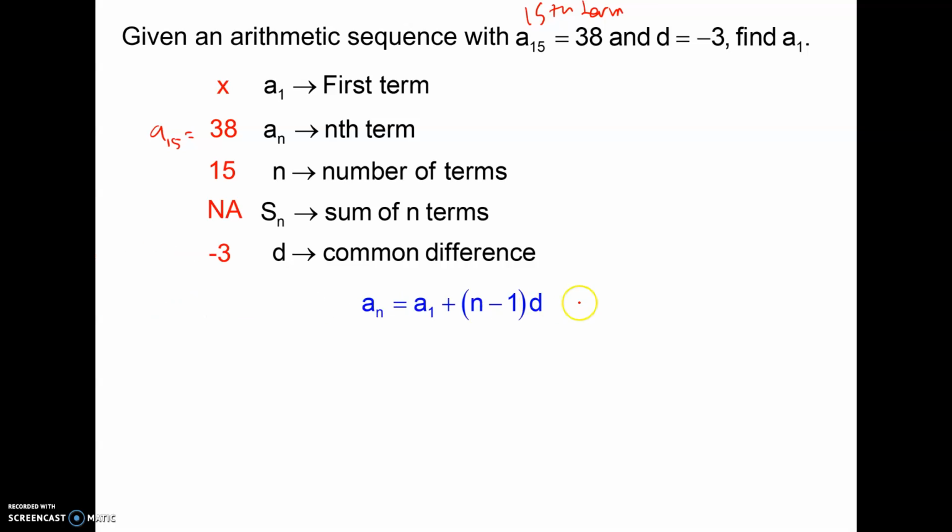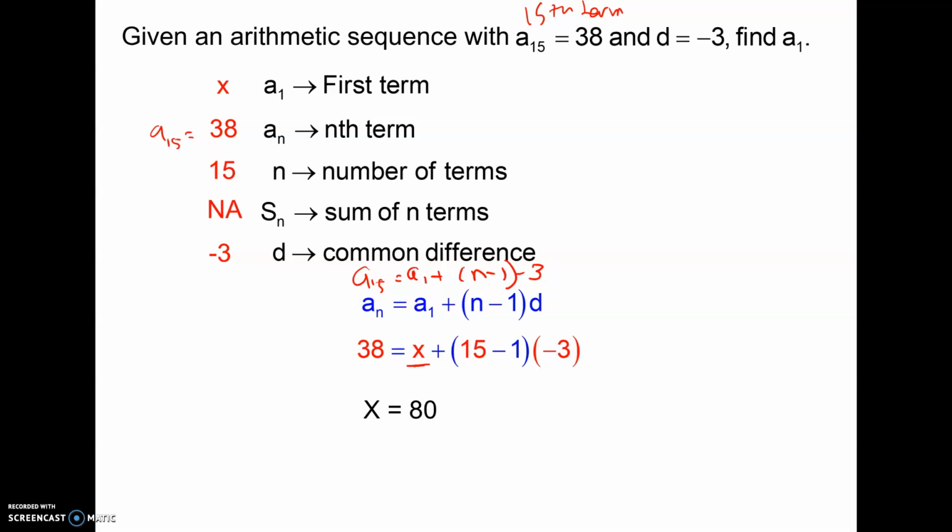So here's the formula. And again, they give you this one on the reference table for the Regents. So I'm just going to plug and chug. Even if I don't know what I'm doing, I try plugging into whatever formulas I know, and hopefully the clouds will part and I'll see the path. So I put in the 38 for a sub n, which is a sub 15. And then I have a sub 1 plus n minus 1 times negative 3. And then you can leave this as a sub 1. You don't have to replace it with an x. It's totally preference. But then you see that this is an equation I can solve. There's only one unknown. And then you just follow your order of operations.